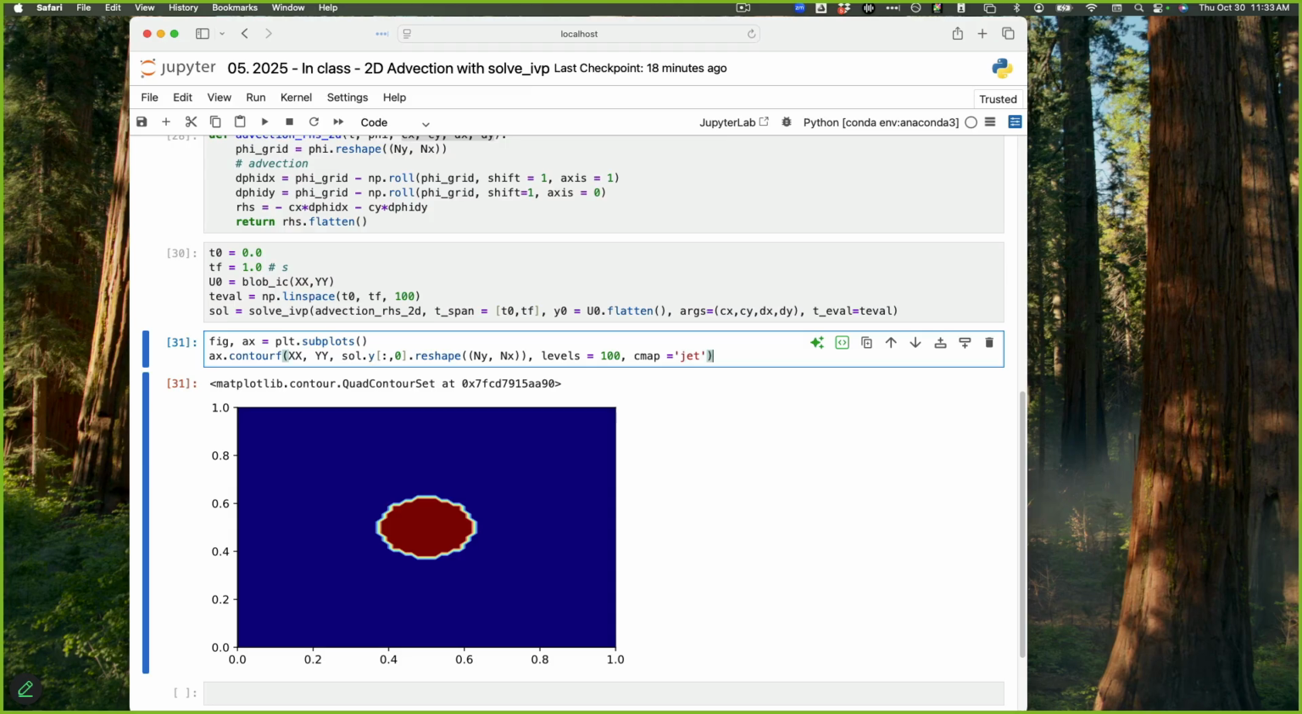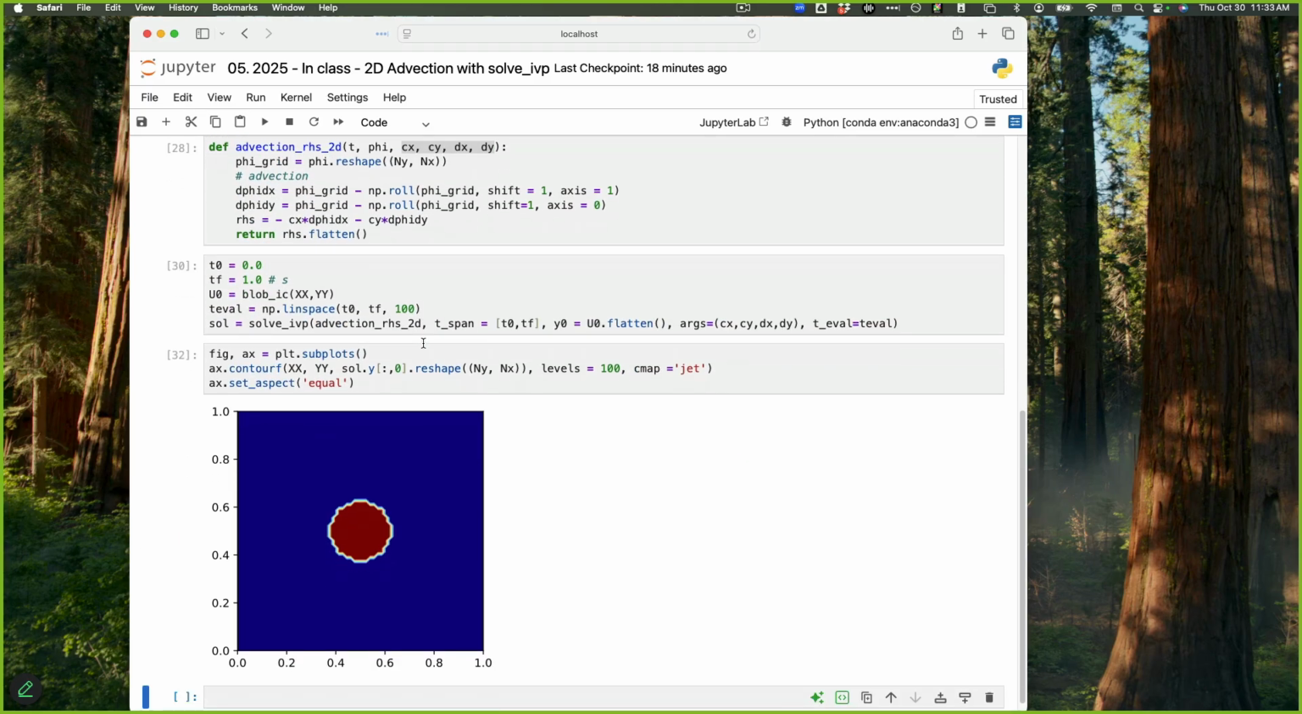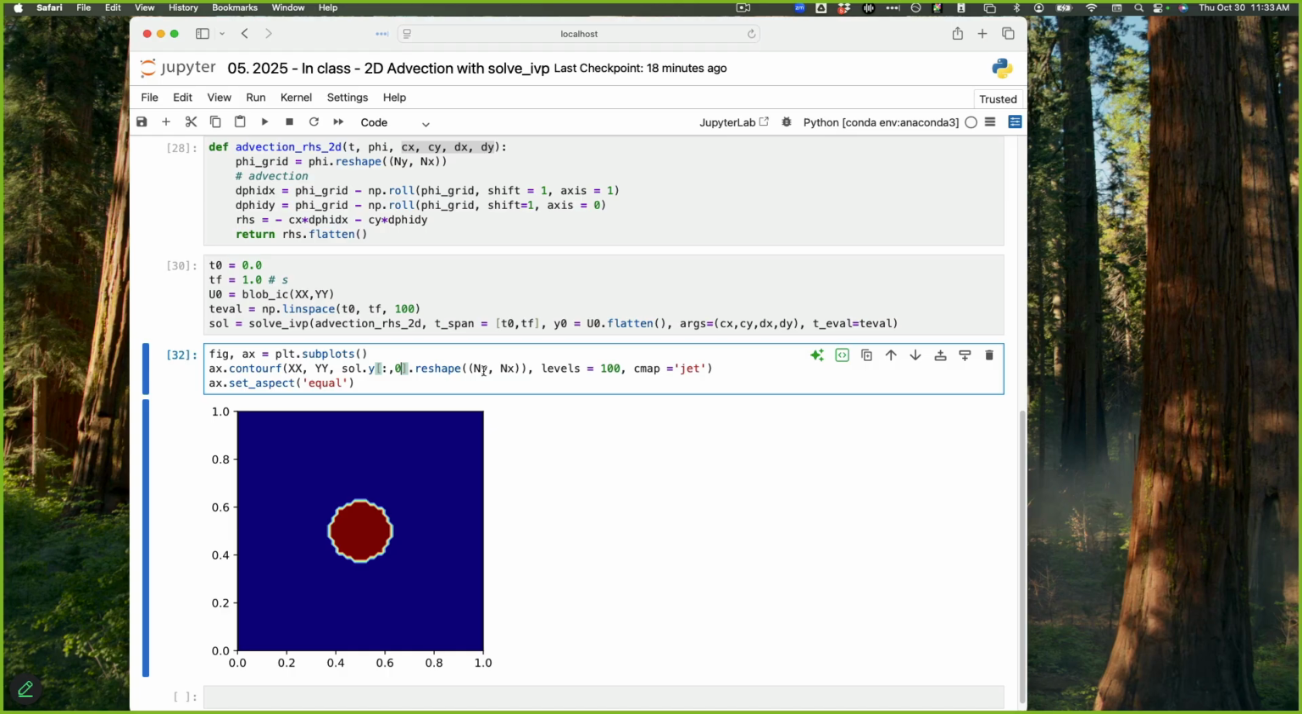Okay, look at that. That's my initial condition. Let's set the aspect ratio to equal. So this is a little trick. Okay, look at that. That's my initial condition. Agreed? That's what we wanted to start. That's what we started with, the initial condition. Looks correct. Let's take the first time step.